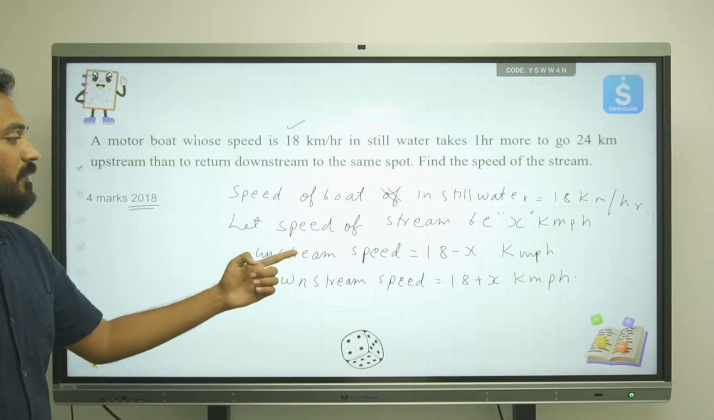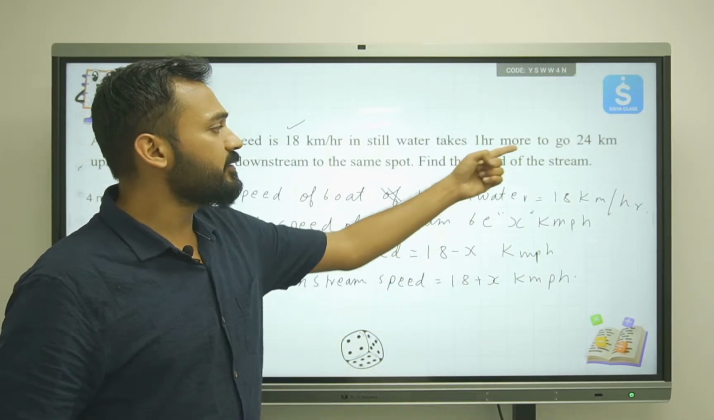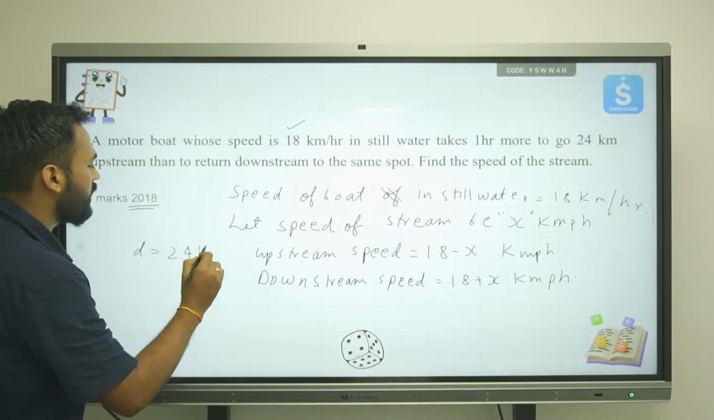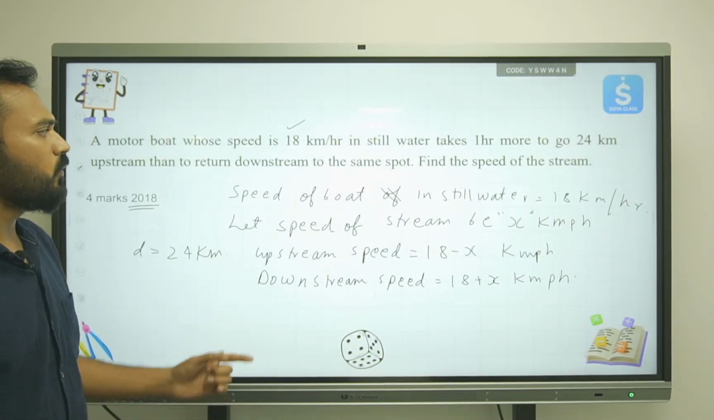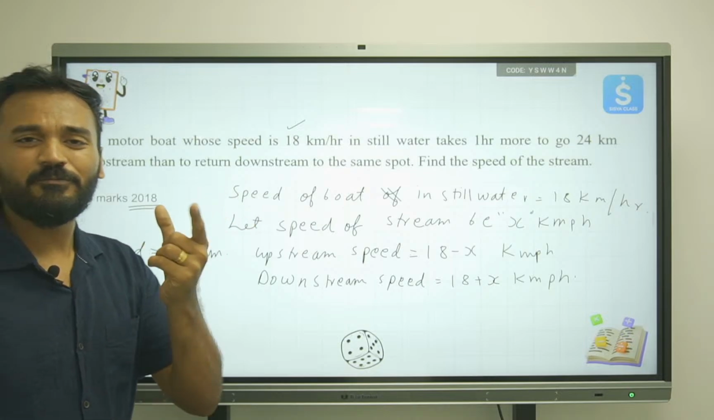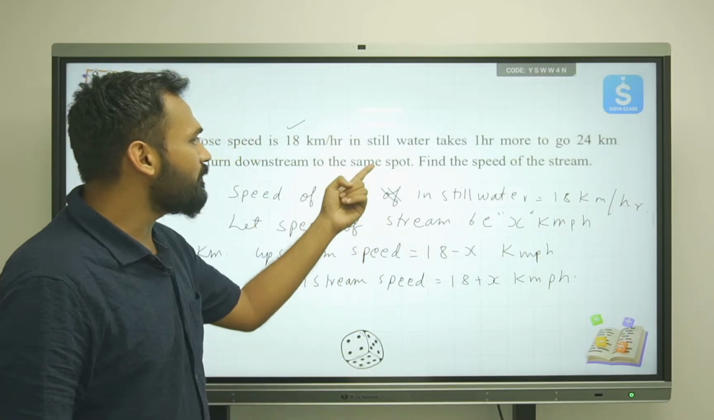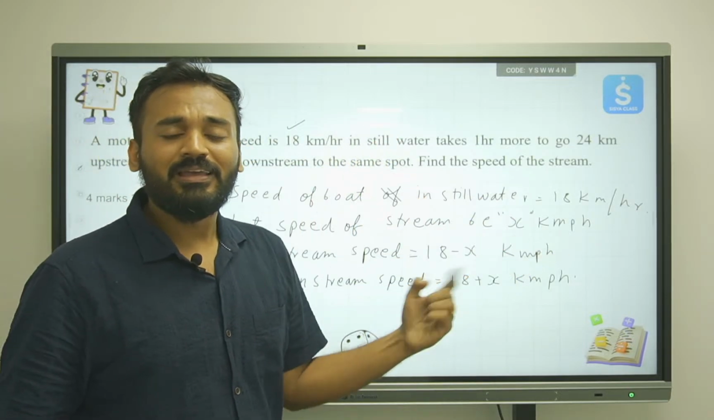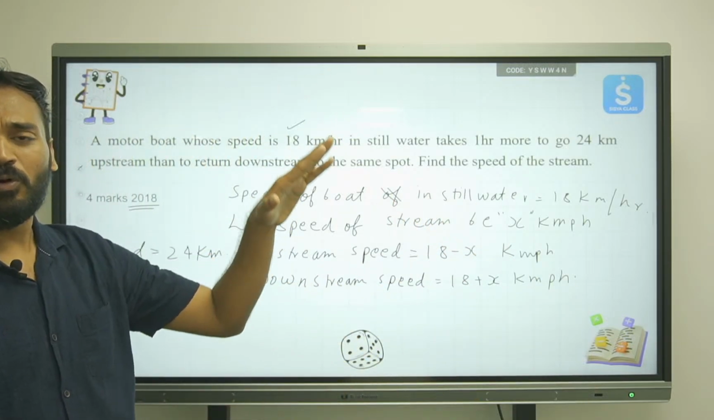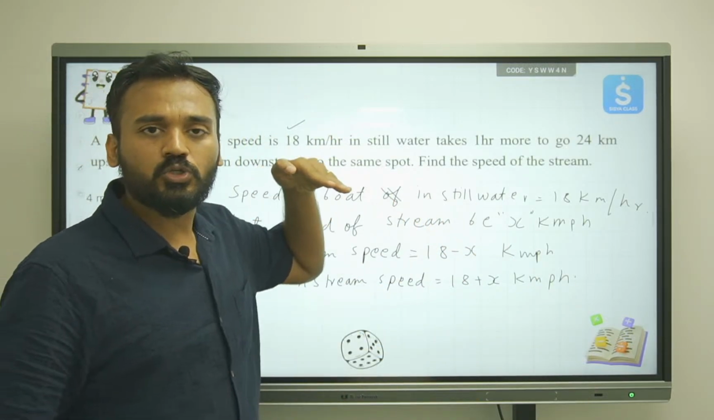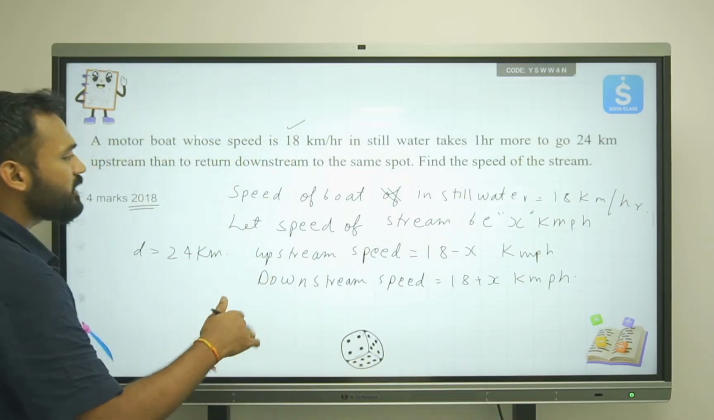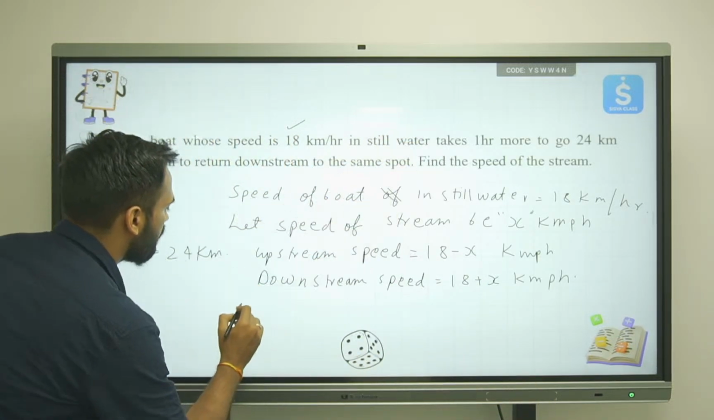Now both times it is traveling the same distance, 24 km, which is fixed. Now we need to find out the speed of the stream. For this, one piece of information is given to us: the time it takes to go upstream is more than the time taken to go downstream. Obviously time upstream will be more because the speed is less. Time downstream will be very fast, so the time will be less. Clear? So upstream time is 1 hour more.